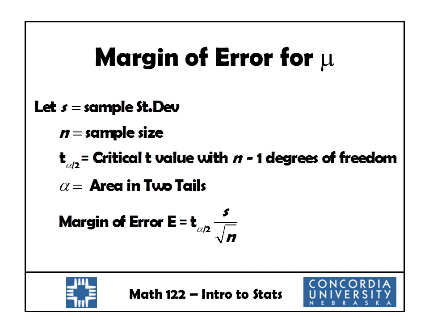So here's our formula for calculating the margin of error for estimating a population mean mu. Let s be our sample standard deviation, which comes from our sample. n is our sample size. t sub alpha divided by 2 is our critical t value with n minus 1 degrees of freedom. Alpha is the area in two tails. And here's our formula. Margin of error is t sub alpha divided by 2 times s divided by the square root of n.